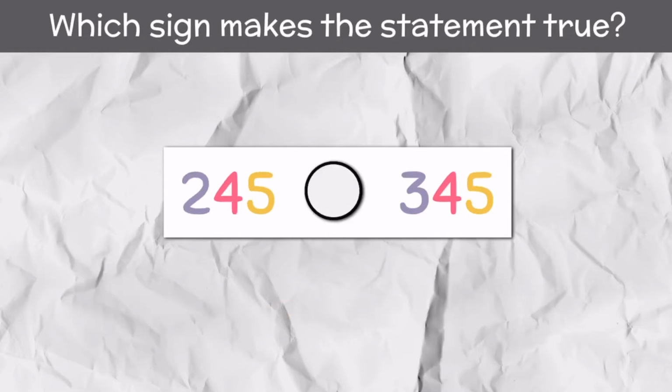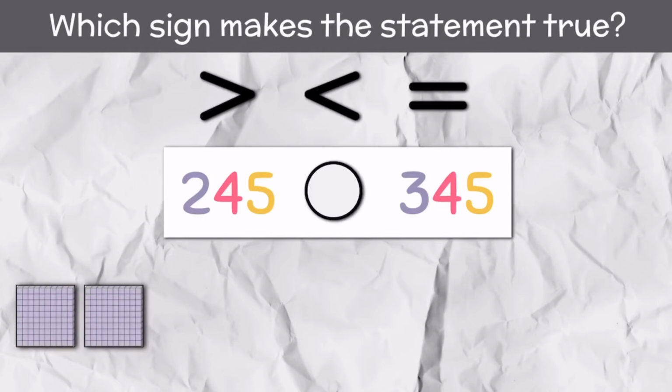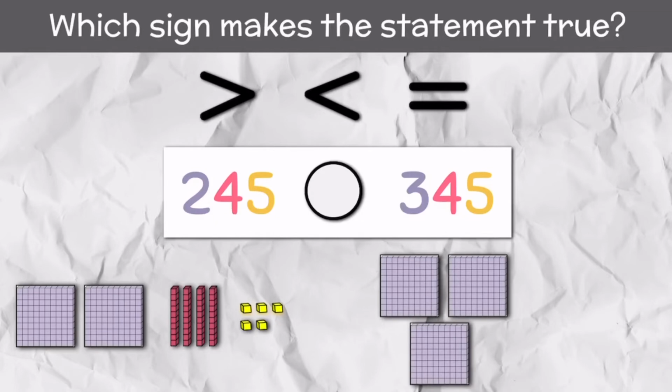Is 245 greater than, less than, or equal to 345? Let's take a look at the digit in the hundreds place for 245. The 2 makes 200. The digit in the tens place is a 4, which means 4 tens, which makes 40. The digit in the ones place is 5 ones. Now let's compare that to 345. The digit in the hundreds place is 3, which makes 300. The digit in the tens place is a 4, which makes 4 tens, and we know that is 40. And now we have a 5 in the ones place, so we need 5 ones.